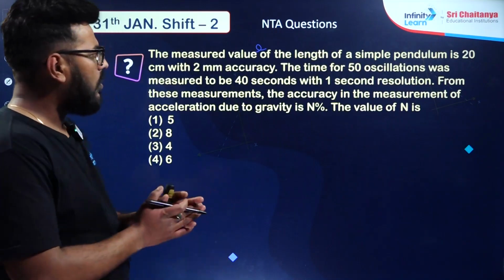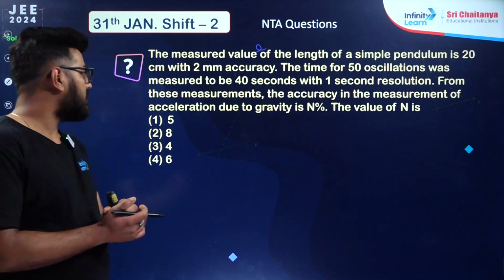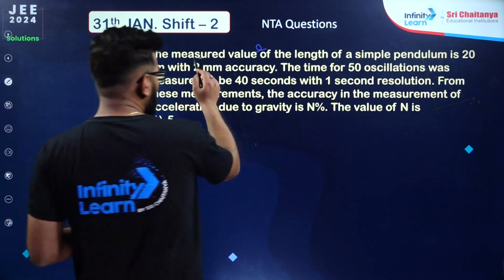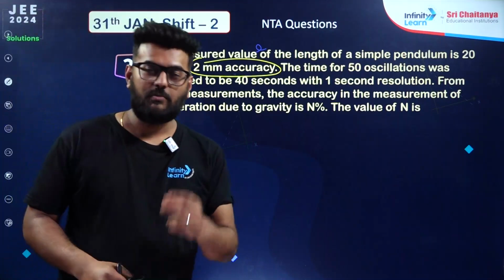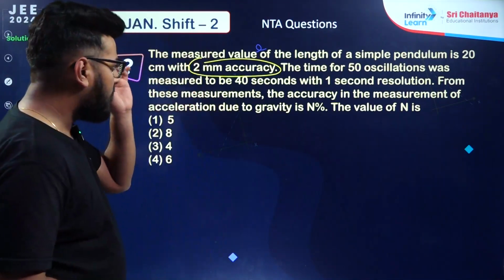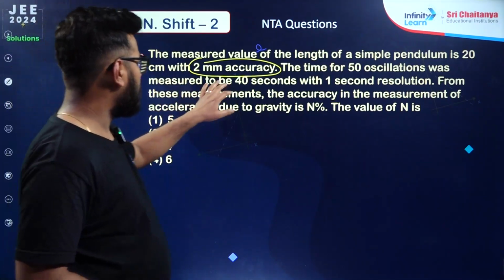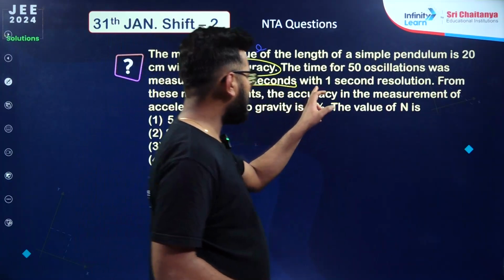The measured value of the length of a simple pendulum is 20 centimeter with 2 mm accuracy. So another question you have is of errors. So basically from units and dimension, 2 questions. The time of 50 oscillations was measured to be 40 seconds with 1 second resolution.